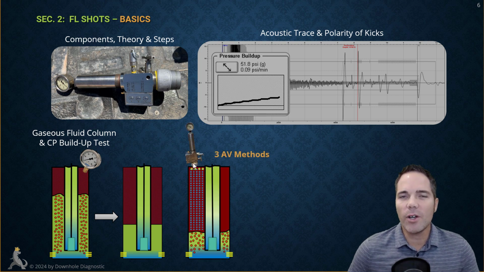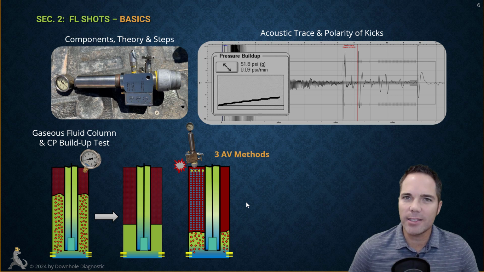Then after that, we're going to talk about the 3 different methods for calculating the acoustic velocity. So when you take a fluid level shot, bang, we release the energy into the well, and that creates a sound wave that then travels downhole through the gas medium, and it travels back up to surface. Now, in order to calculate the distance to the fluid level, you first have to identify which of these kicks is the fluid level kick.